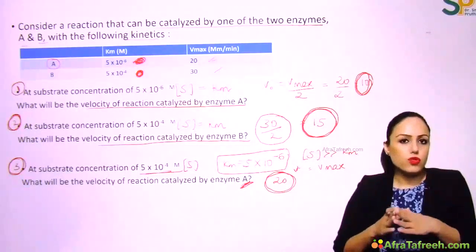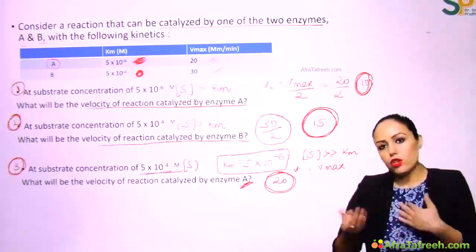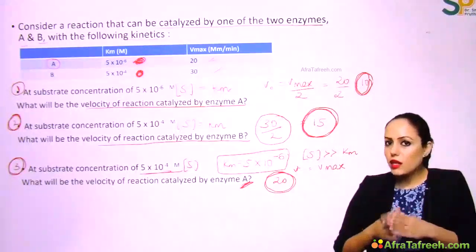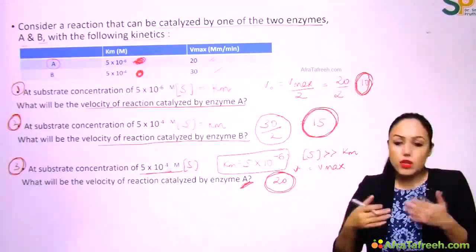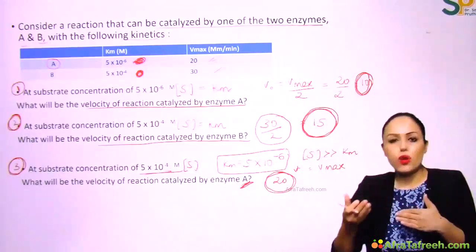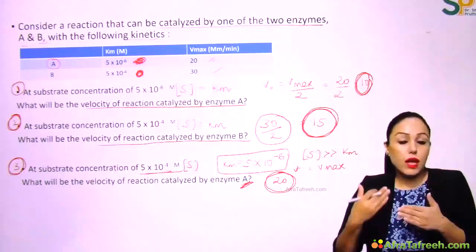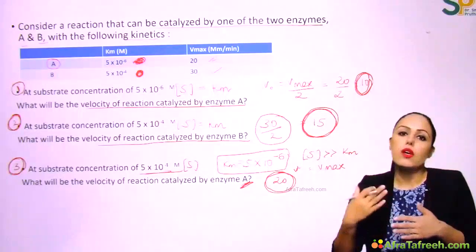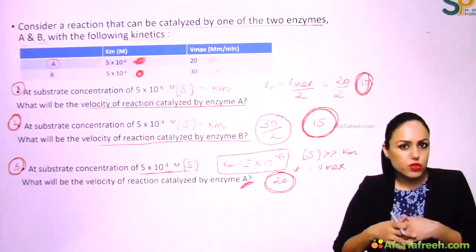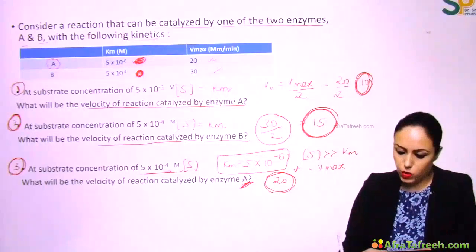So when substrate concentration is more than Km, then velocity is equal to Vmax, and this is the maximum velocity possible, and this is not dependent on further increase of substrate concentration. Okay, so answer is 20 here.